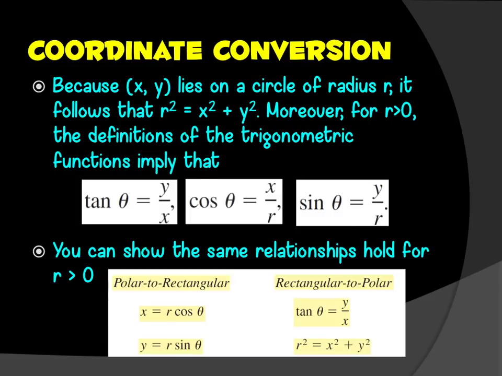Because the point (x, y) lies on the circle of radius r, it follows that r squared equals x squared plus y squared. Moreover, for r greater than 0, the definitions of the trigonometric functions imply that, this is SOHCAHTOA, tangent of theta is y over x, cosine of theta is x over r, sine of theta is y over r. So those 3 boxes you don't need to memorize. However, those get you to what's on the bottom, and that's what you've got to know.